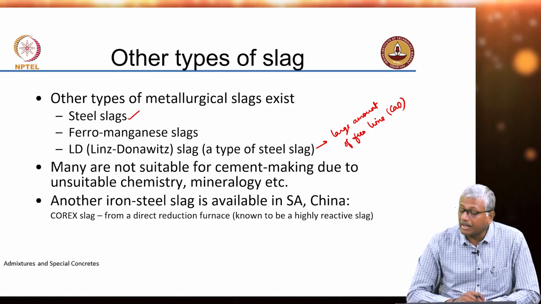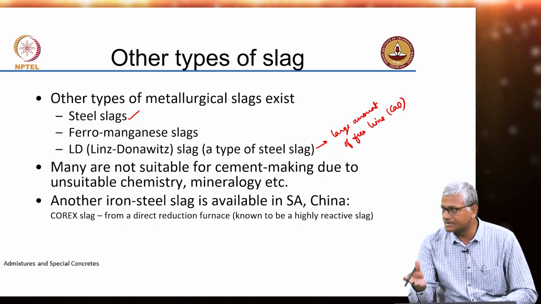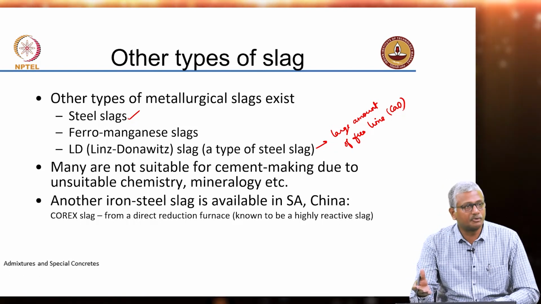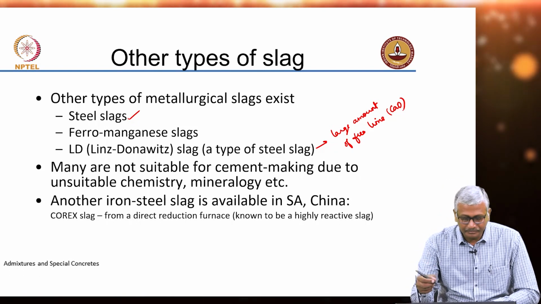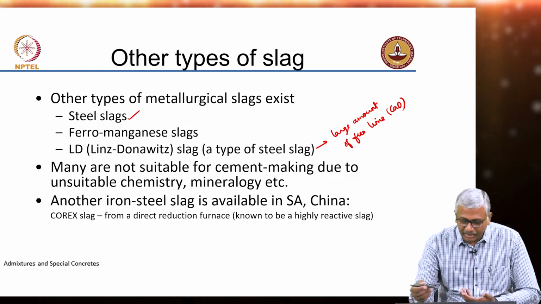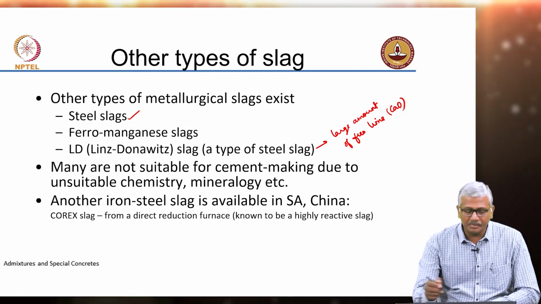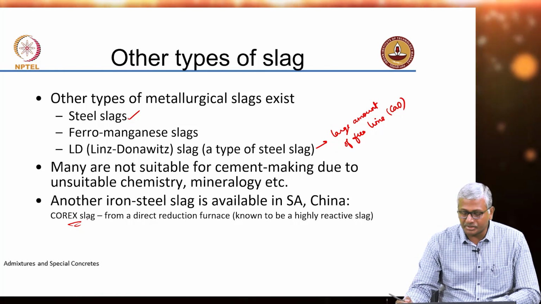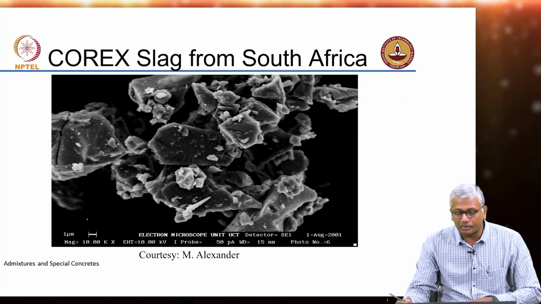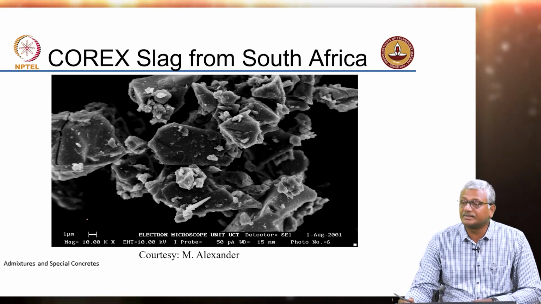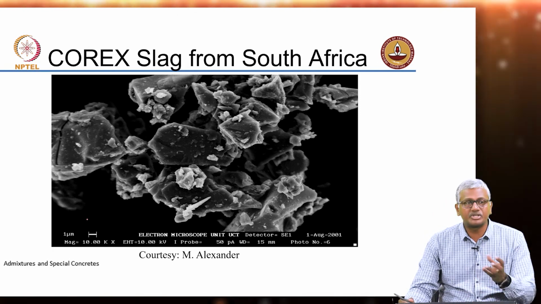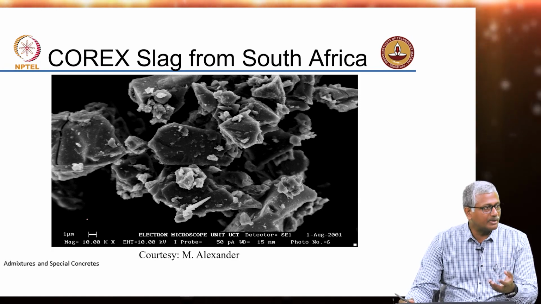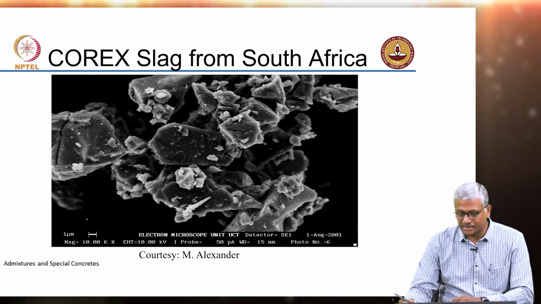Now, so again many of the steel companies have this problem of LD slag and means of disposal. Okay. There is also a different type of iron steel slag that is available called Corex slag. It turns out to be very highly reactive, it is from a direct reduction furnace, and the structure of Corex slag is a lot more finer and a lot more sharp angular texture is shown, which makes it quite reactive as opposed to the regular blast furnace slag.